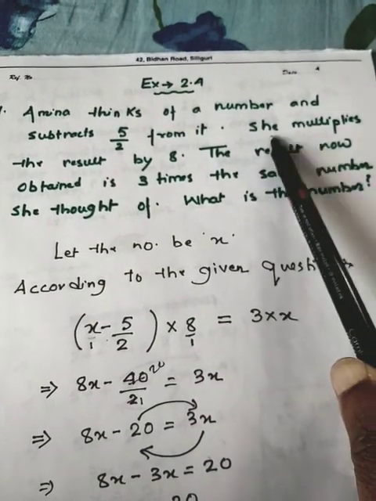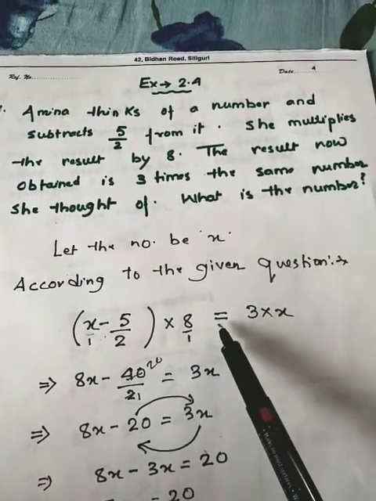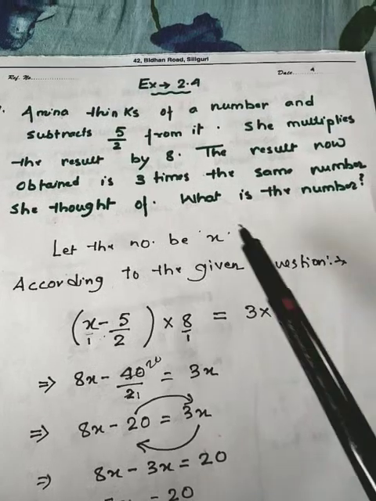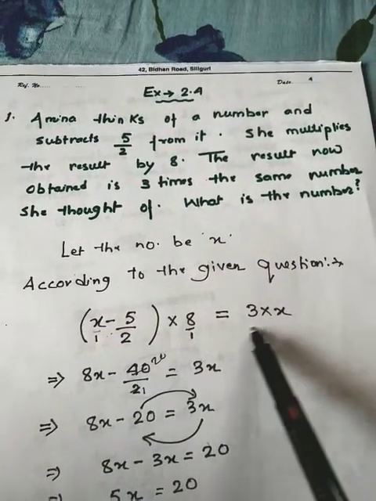According to the second sentence, she multiplies the result by 8, and finally the result she is getting is 3 times the same number she thought of. What number did she think of? x, that is 3 into x. So this is the final equation.